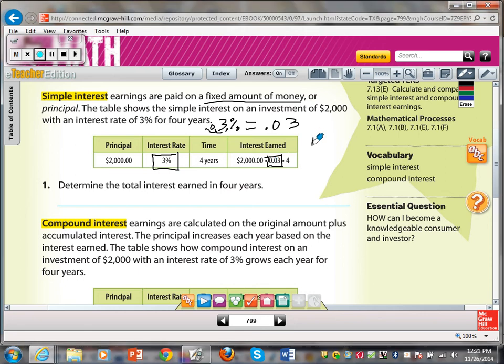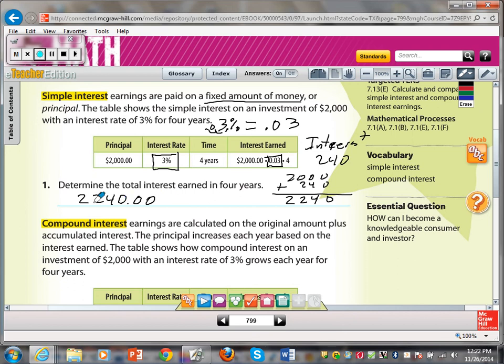So the interest that you earned was $240. All right, but you started with $2,000, so that means that you have to add your principal to the interest that you got. So that means that $2,000 plus $240 will give you your new balance. So in 4 years, you will not only have $2,000, but you will have a total of $2,240.